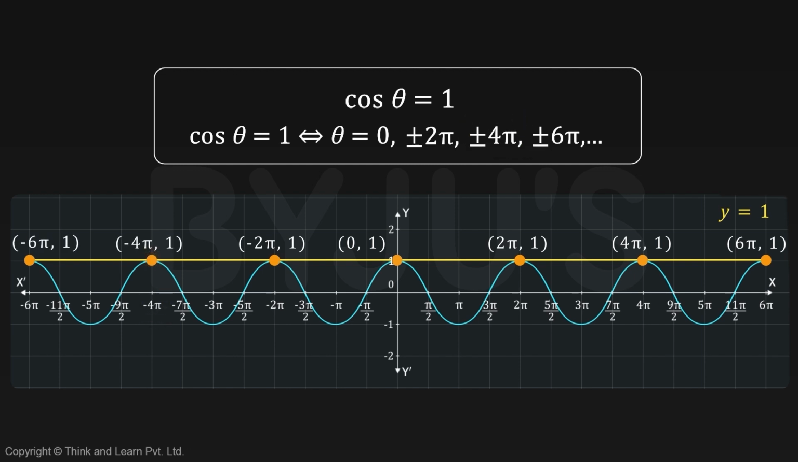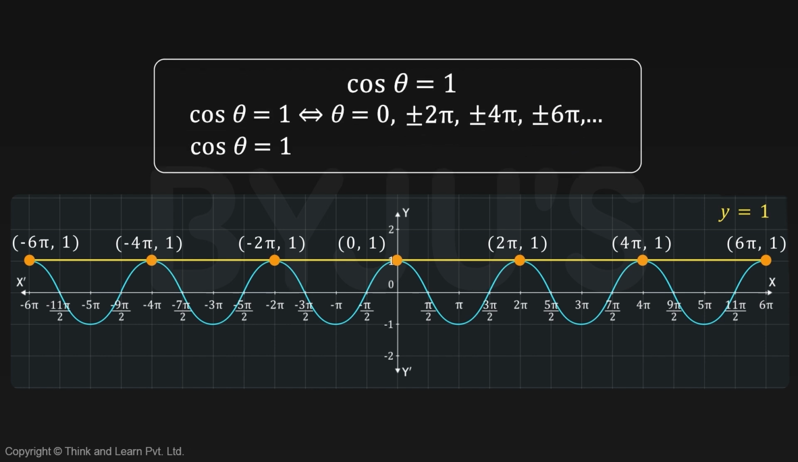Right? The conclusion thus obtained is that cos theta will be equal to 1 if and only if theta is equal to any one of these angles. Okay? And these, by the way, are all the integral multiples of 2 pi. Agreed?